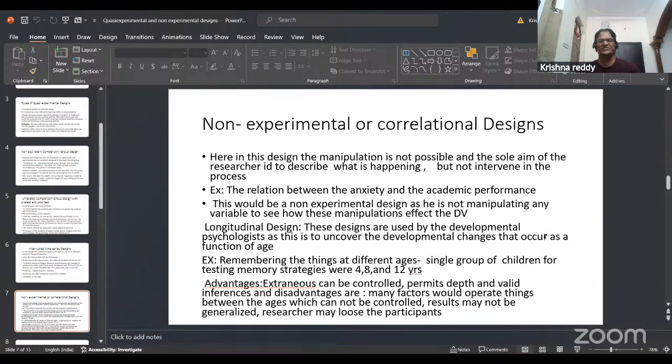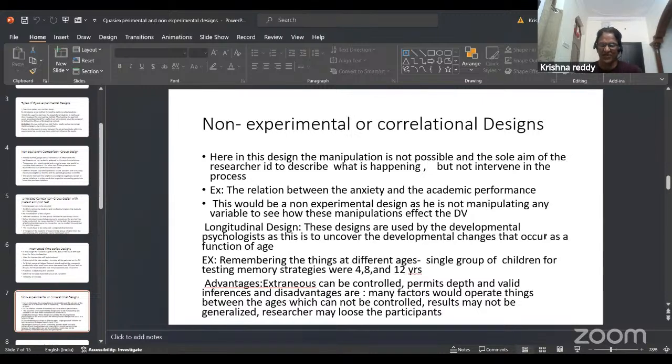Next design is non-experimental or correlational designs. My dear friends, there may be some kind of difficulty with regard to the experimental designs which we discussed in the earlier classes. There may be confusion also. You should be a little bit careful about all these designs. But if you are fully prepared with the experimental designs, quasi-experimental designs may not be that difficult.